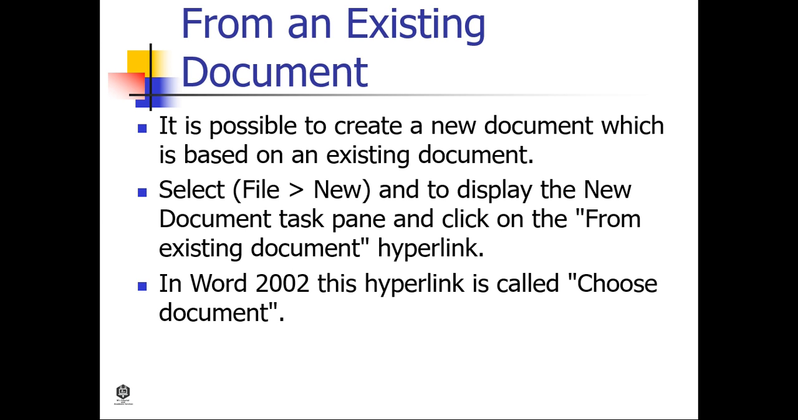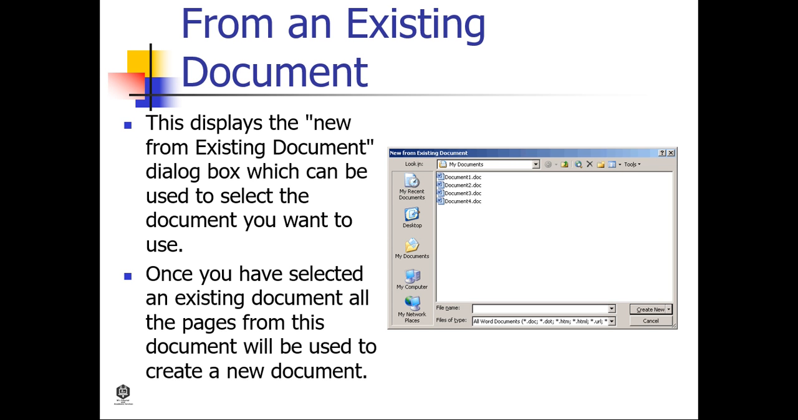From an existing document, it is possible to create a new document which is based on an existing document. Select File, then New, to display the New Document task pane, and click on the From Existing Document hyperlink. In Word 2002, this hyperlink is called Choose Document. This displays the New From Existing Document dialog box, which can be used to select the document you want to use. Once you have selected an existing document, all the pages from this document will be used to create a new document.